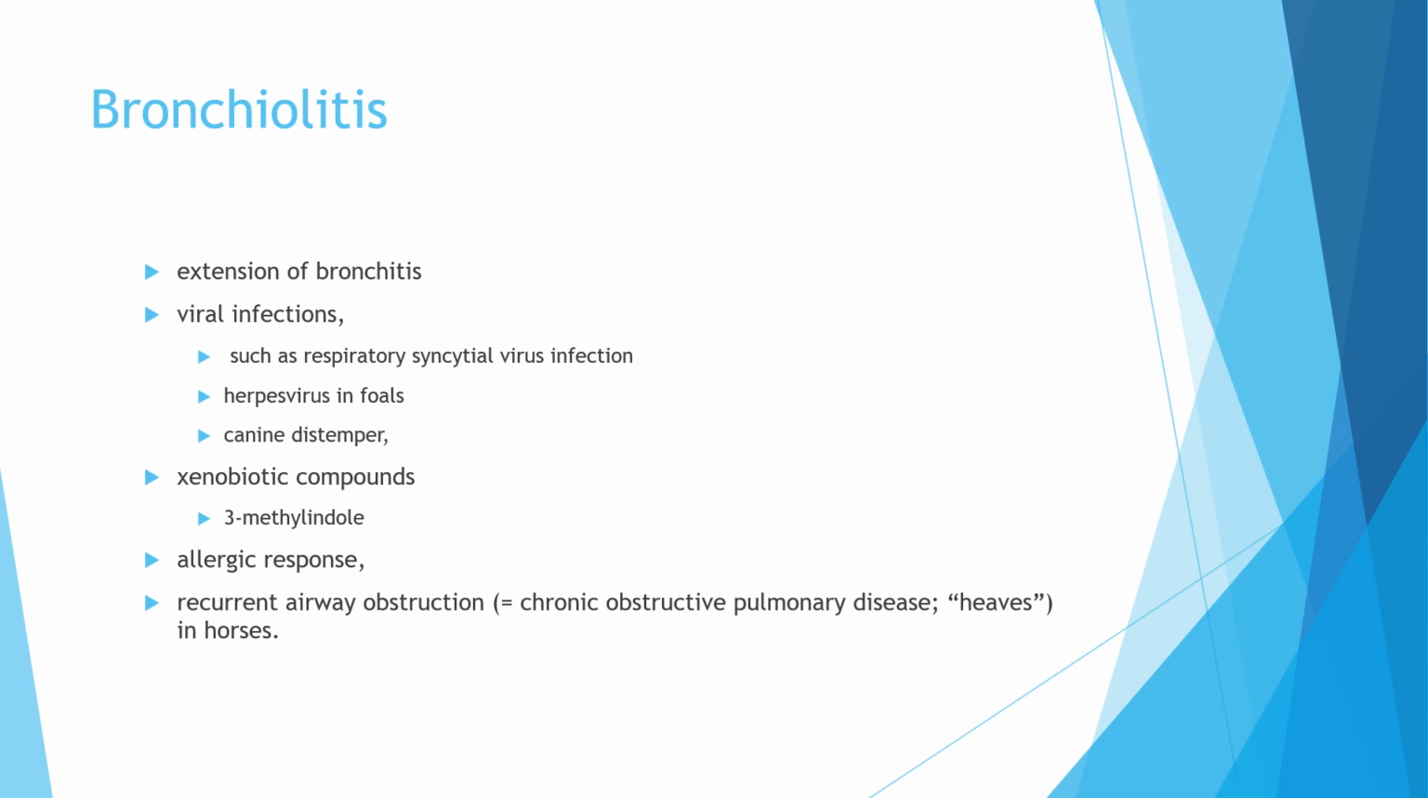Bronchiolitis often is an extension of bronchitis because, as I mentioned earlier, bronchitis is inflammation of the bronchi. Bronchiolitis is inflammation of the bronchioles. So when you've got a bronchitis that doesn't clear, it eventually can extend and the severity becomes worse, obviously, and then extends to the bronchioles.